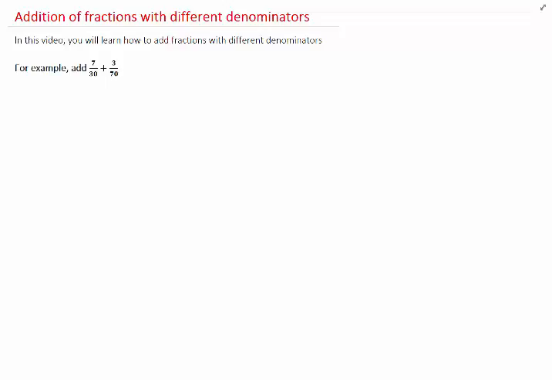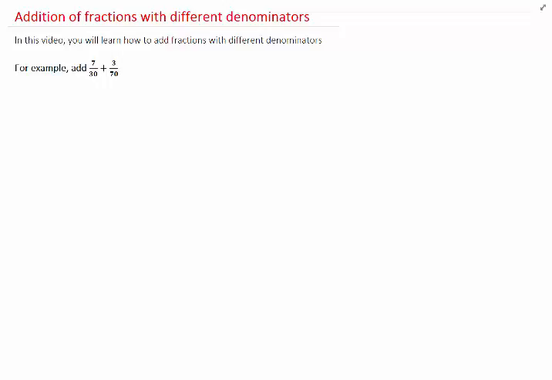Before I show you how to add two fractions with different denominators, I'm going to remind you how to add fractions with like denominators. For example, if you have the fraction 3 over 7 plus 2 over 7, notice that the two fractions have the same denominator. How do we add them? We simply add the numerators and keep the same denominator. So 2 over 7 plus 3 over 7 equals 5 over 7.